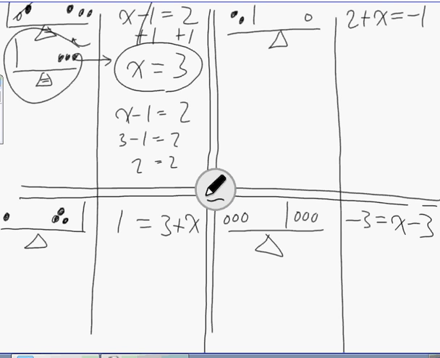Okay? Question 2. What's different about question 2 than question 1? Evan. What's different than the first question? So what's different about the second question here than the first question? I have my constant first. Right here, I have my constant before my variable.